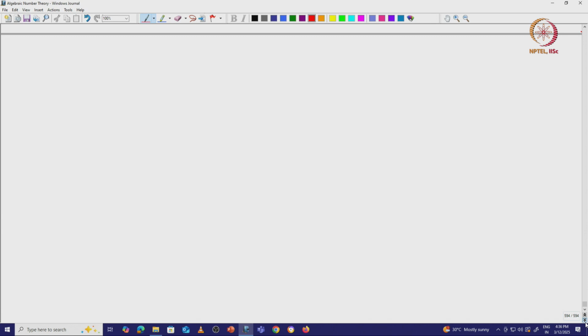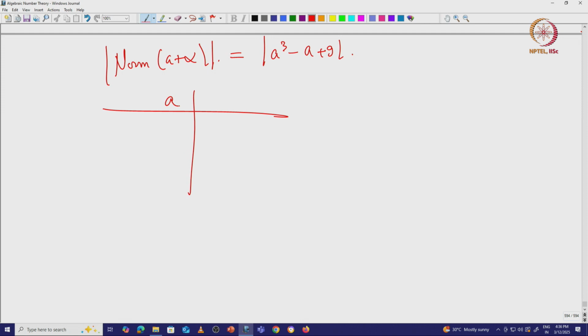So, I will make another table. If I take the norm of a plus alpha, then this turns out to be a cubed minus a plus 9. This is just some computation that you do, and so I am going to make another table where I put a here and a cube minus a plus 9 here.